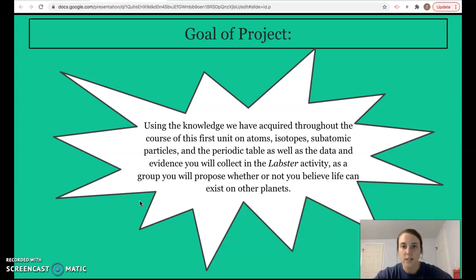Once they have learned this knowledge, then they will begin their final presentation and project using a resource known as Lobster, which is an online virtual simulation resource that I'll talk about a little bit later. They're going to use data and evidence that they collect throughout this activity to propose as a group whether or not they believe life can exist on other planets.